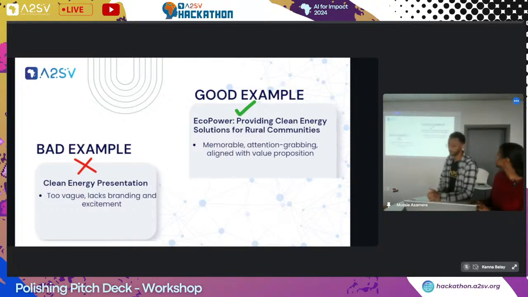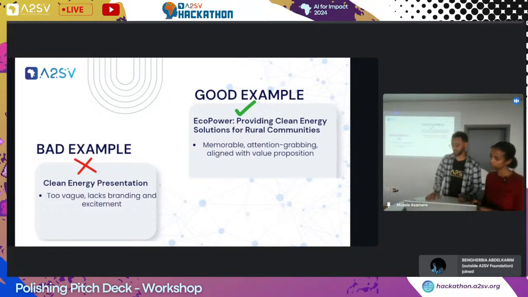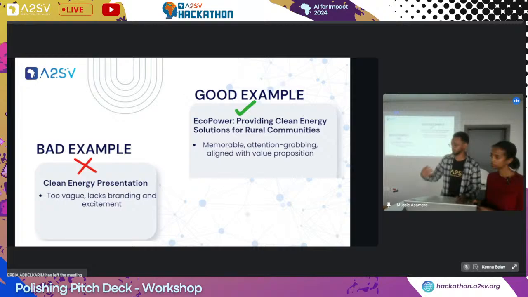And the good example has the name of the product, EcoPower, providing clean energy solutions for rural communities. So this is a tagline. As you can see, even though you can't tell from the name EcoPower, from the slogan you can tell that it's working with clean energy solutions. So next time you hear EcoPower, you know what they're doing, and that's working with clean energy solutions. They provide that for rural communities. That tagline is short and at the same time communicates what they do. It's memorable, attention grabbing, and aligned with the value proposition.